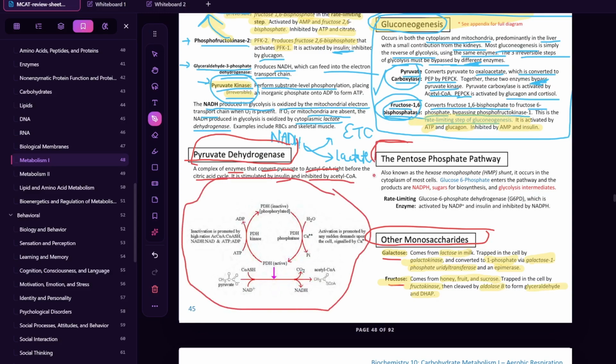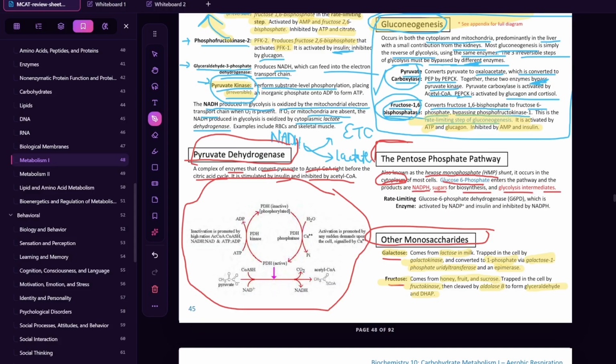So then the pentose phosphate pathway. You can think of it as, it's also called the hexose monophosphate (HMP) shunt, and it occurs in the cytoplasm of most cells. And it takes almost no ATP, and it's not trying to. It doesn't want to take up energy from the cell's energy. When glucose 6-phosphate enters the pathway, the products are NADPH, sugars for biosynthesis, and glycolysis intermediates.